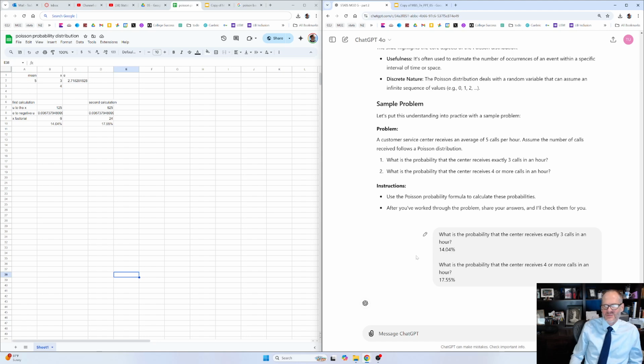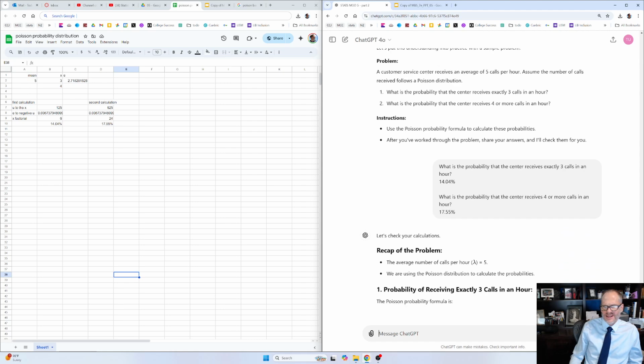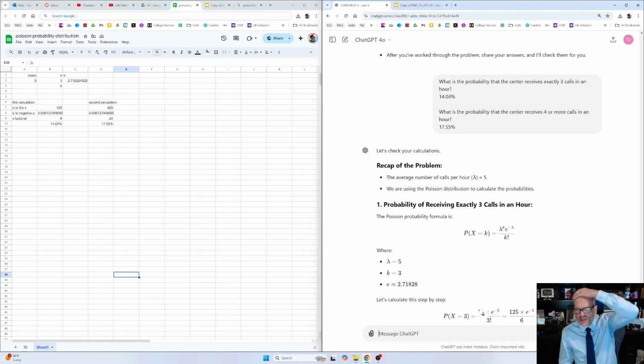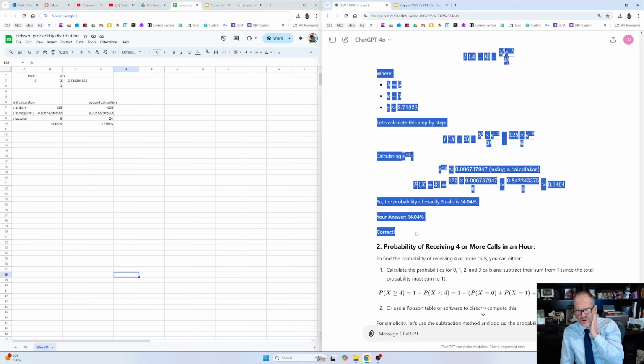All right, let's see what ChatGPT has to say about it. And recap, let's check your calculations. I didn't see "good work" up here, so maybe I didn't get that correct. The average number of calls per hour, lambda, we're using the Poisson distribution to calculate the probabilities. Here's the formula, and they use lambda here, which is the average number of calls. We were using the mean, and the book was talking about it as mean. So that's kind of cool, see the different notation. And so we get this, and then we get 14.04. So correct, we did it right.